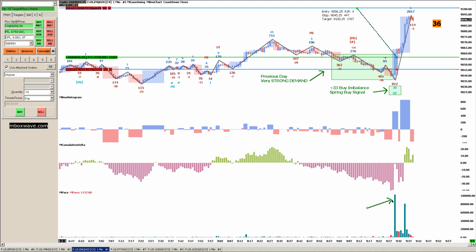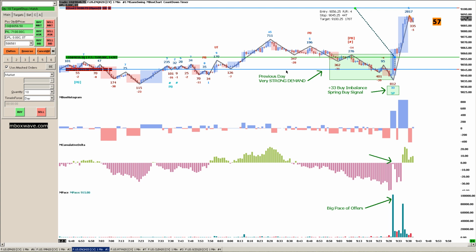Okay. Also, we've got a big pace of offers, which means that the speed of the offers is coming in really quickly. Big pace of offers. And it's interesting because it looked like we had quite a bit of supply in the cumulative delta, but the thing I did notice was this huge drop. We went from here to here, so that's a huge drop in supply. So that also points to a change in behavior.